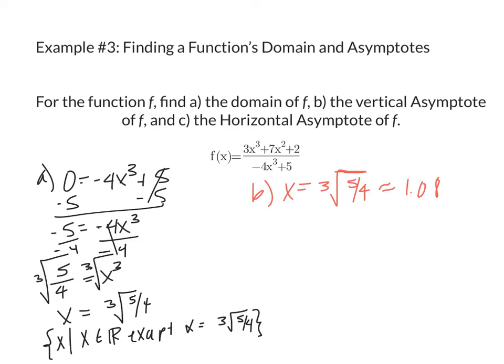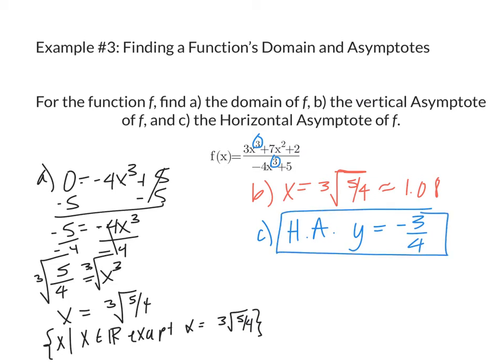And then the last step is to find our horizontal asymptote. So again, we're focusing on the powers of our leading terms. I have a cubed and a cubed. Third power and third power. Since they are the same, we're just going to focus on their coefficients. So the horizontal asymptote is y equals negative 3/4.